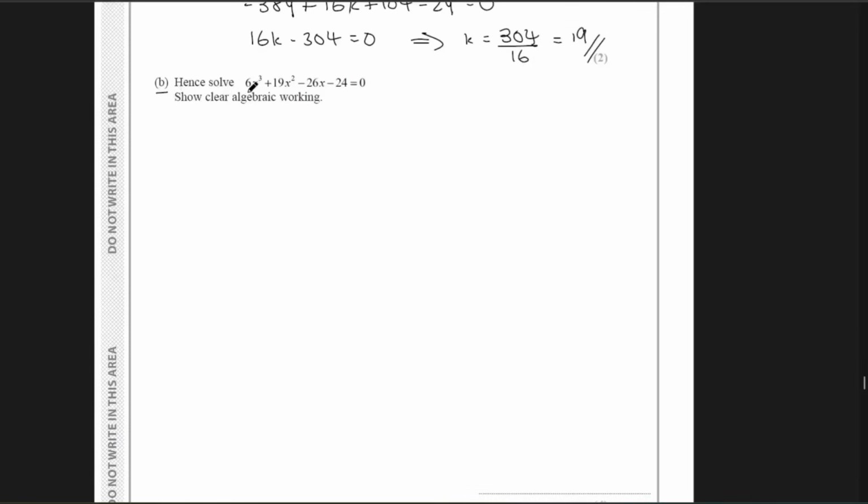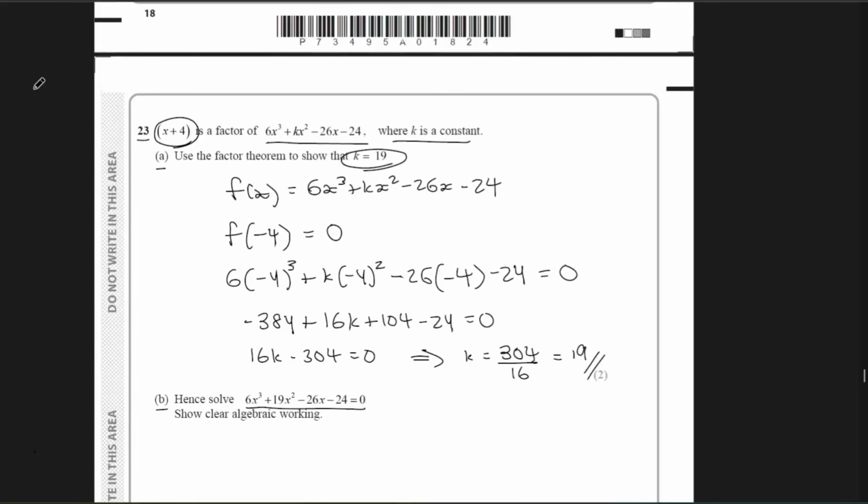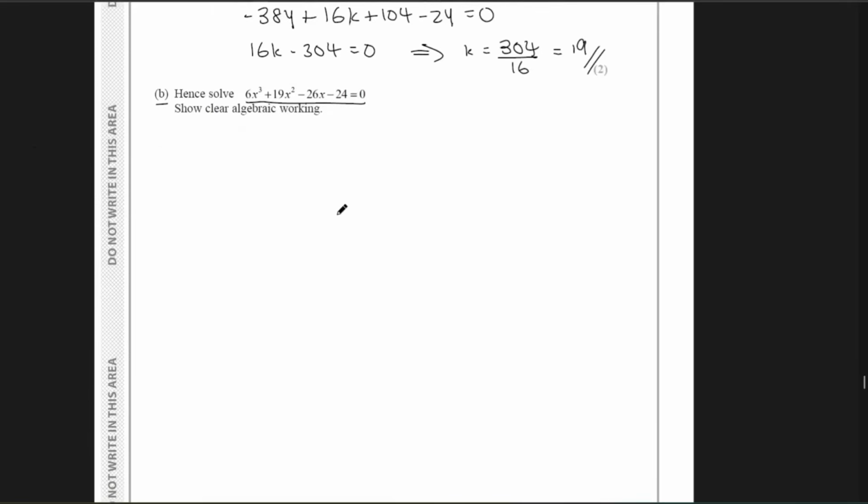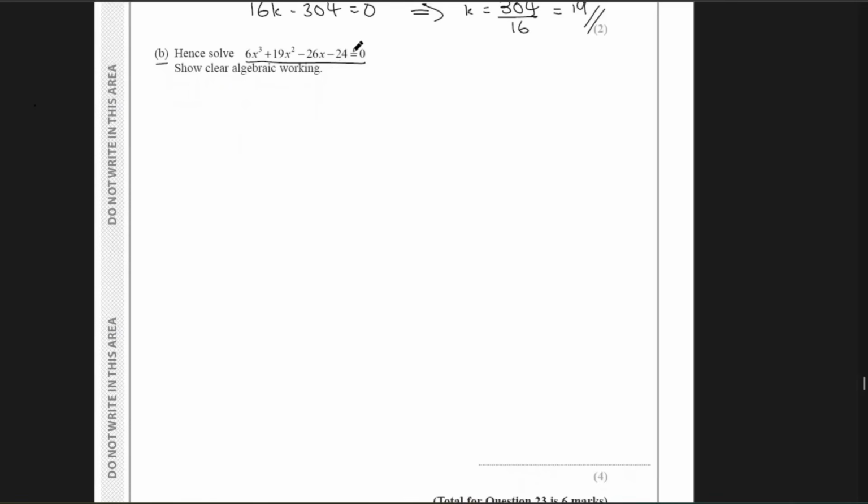Question B, hence solve this cubic equation and show clear algebraic working. Okay, so we've seen in question A that x plus 4 is a factor of this. If we divide, we will get a quadratic factor. So let's find that quadratic factor first before we solve the equation. So we'll do the long division of this cubic expression. 6x cubed plus 19x squared minus 26x minus 24 will be divided by x plus 4.